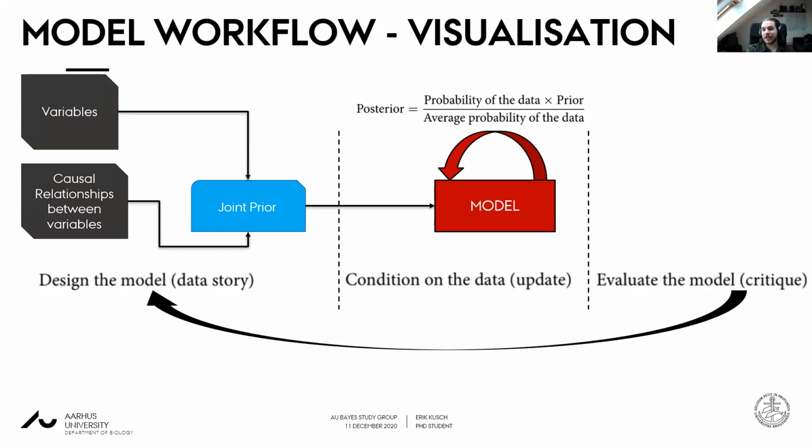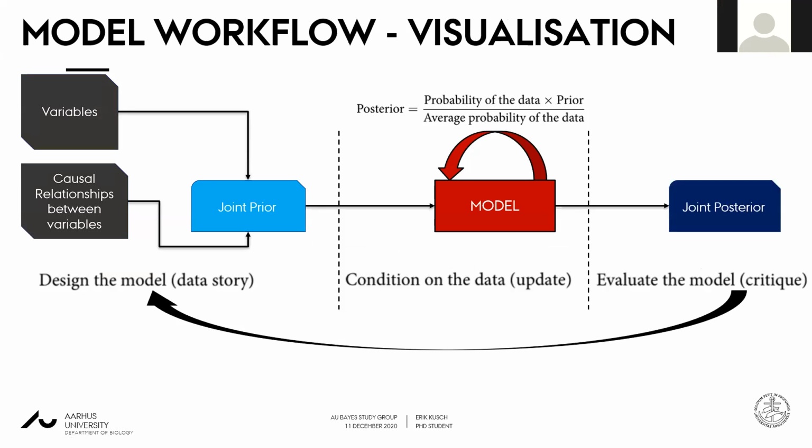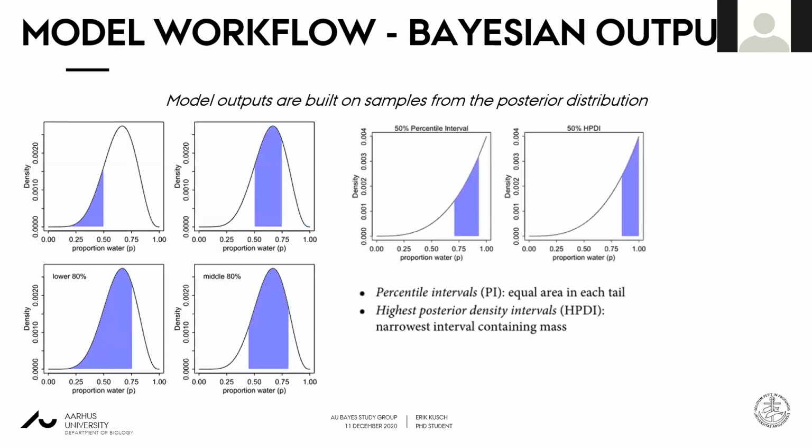Now that we've conditioned our data, we've conditioned our model on the data, it's time to evaluate the model by looking at the joint posterior. For that, there are different outputs that we may want to choose to analyze. A few of these we're showing right here. Model outputs are always built on the samples from the posterior distribution. You do have access to the entire posterior distribution, but you might usually want to just represent it with a few samples. And by a few, I mean multiple thousands, so you're quite sure of what you have.